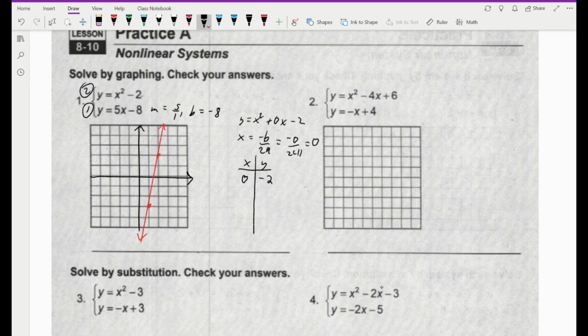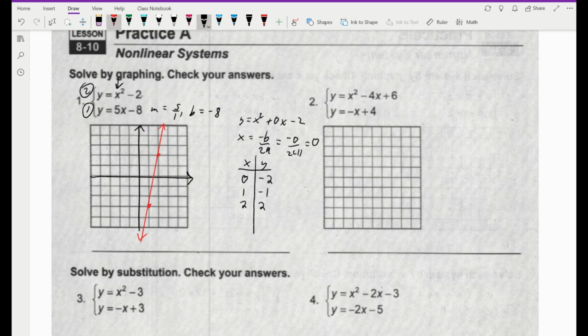And we can plug in another point. Let's plug in 1. 1 squared minus 2. We're going to plug in the 1 where the x is. 1 squared minus 2 is negative 1. If we plug in 2, 2 squared is 4. 4 minus 2 is 2.